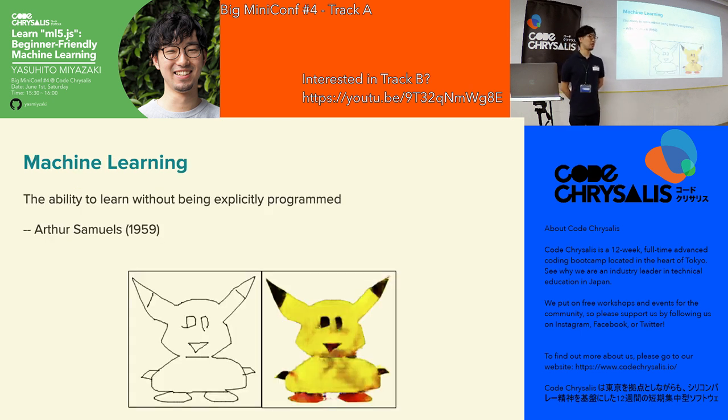So what is machine learning? This is probably the most famous definition, by Arthur Samuel: the ability to learn without being explicitly programmed. Let me give you one example. Here, I painted some famous character on the left. And then, if machine learning knows what Pikachu from Pokemon is, it can draw color based on my painting. That's how things work.